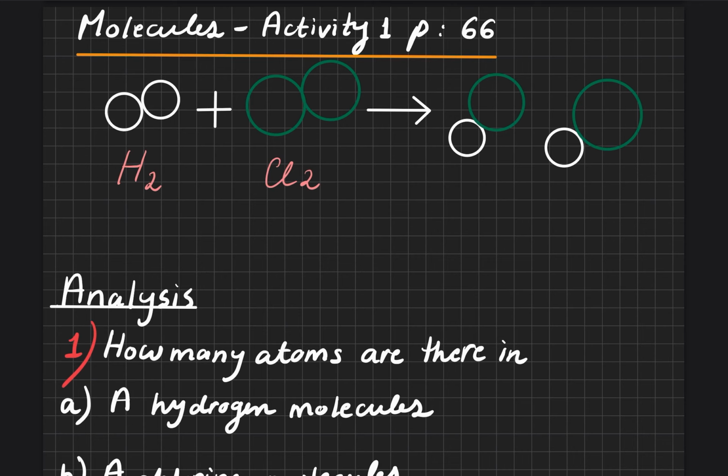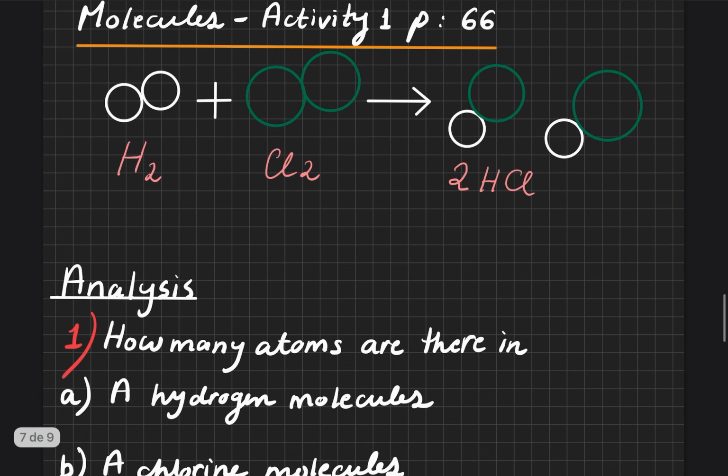2 molecules, and each molecule is of hydrogen chloride. So hydrogen Cl, so HCl, and we have 2 molecules of each, so we put 2 on the left. So this is the reaction we have. H2 plus Cl2 gives us 2HCl.